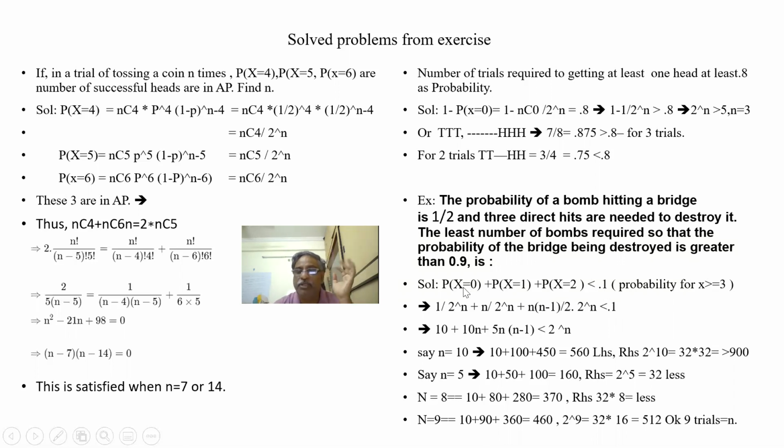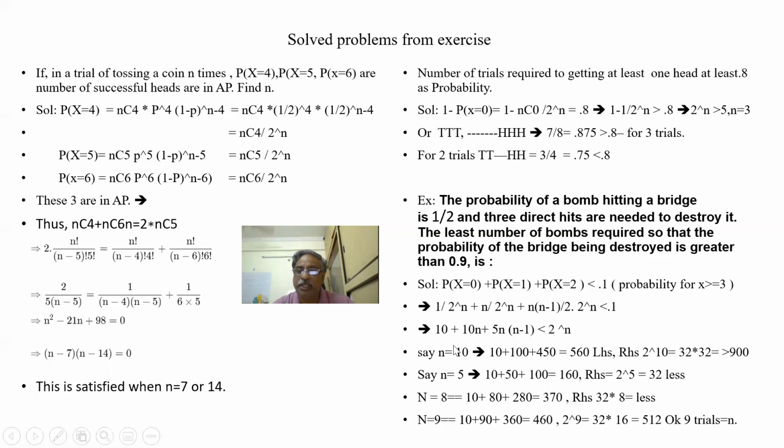So let us see. What is the probability of x is 0? nC0 into 1 by 2 to the power of n. nC1 by 2 to the power of n. nC2 by 2 to the power of n, where nC2 is n into n minus 1 by 2. So this sum should be less than 0.1. So how to calculate this? This is 2 to the power of n on one side, and on the other, 10 plus 10n plus 5n into n minus 1. The only way is the trial and error method. There is no other way.